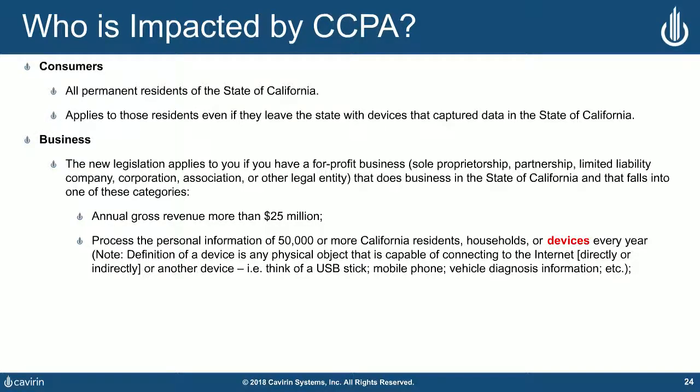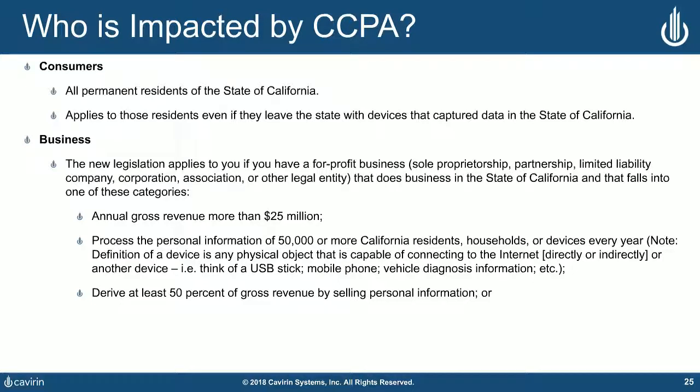Now, I highlight the word devices because I think a lot of times people don't understand that little part, because a device can be very simple. You could be using vehicle diagnostics information. You could be using a mobile phone. You could be providing people USB sticks. So all that can be added together to get you to that 50,000 limit where you're now included.